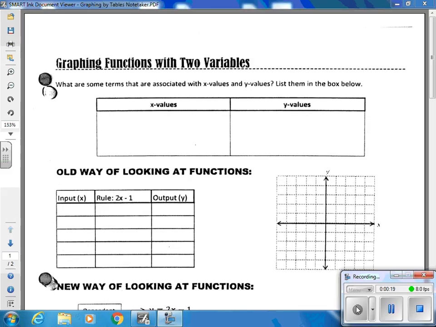All right, for the first box you'll see at the top, we need to come up with some synonyms for the values of x and the values of y. And you do need to learn these synonyms because every time you see them, it will tell you which one you're supposed to be paying attention to. So the x values are known as the domain, the input, and the independent variable.